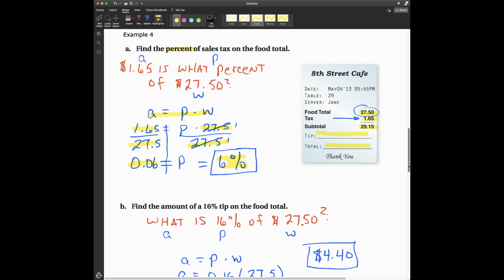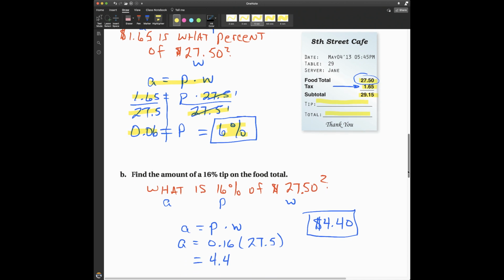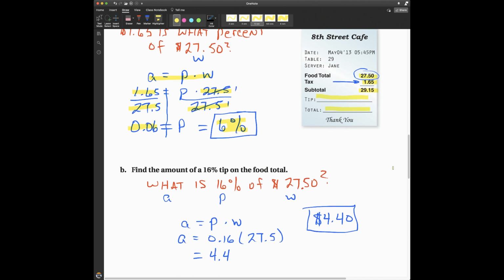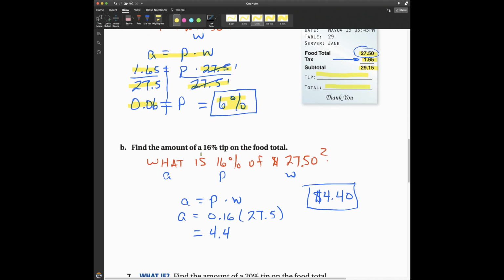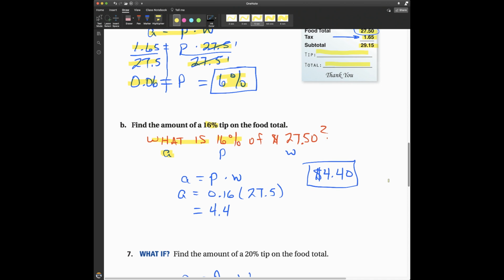All right. Let's look at the next part, which is the tip. So you want to leave a tip. So let's figure out what's the amount of a 16% tip on the food total. Okay, so the food total is the whole again. The percent now is this 16%. And I need to figure out what the part is. Okay. And so we do that.